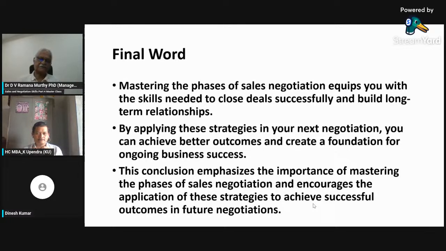So let's take, before we close, a final word. See, the phases of sales negotiation, why these are so systematic and professional, is that it equips the sales organization with the skills needed to close deals successfully and build long term relationships. Buyers should feel there is good support with them. Building a long term relationship, trust is very, very important. So all these strategies are important for you to take the negotiation in a very professional way.